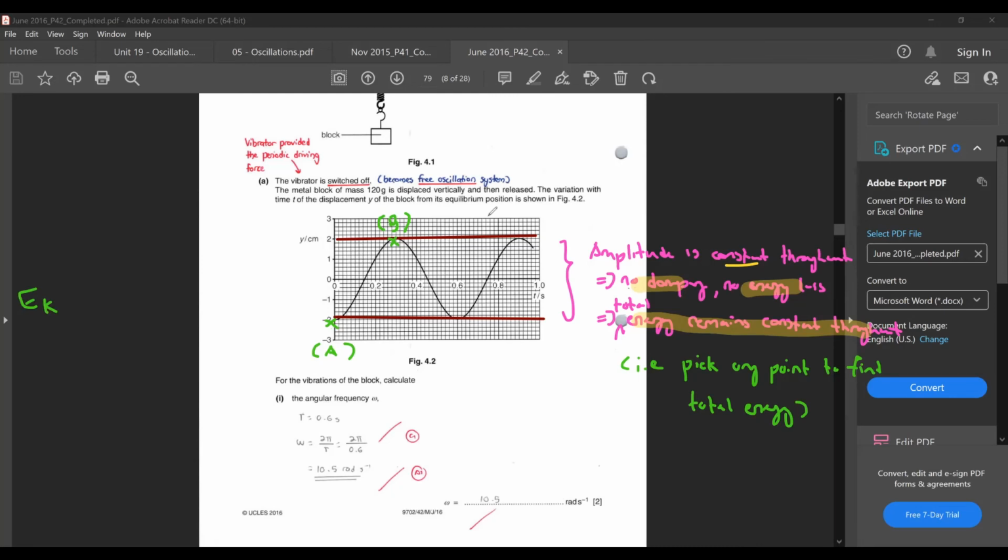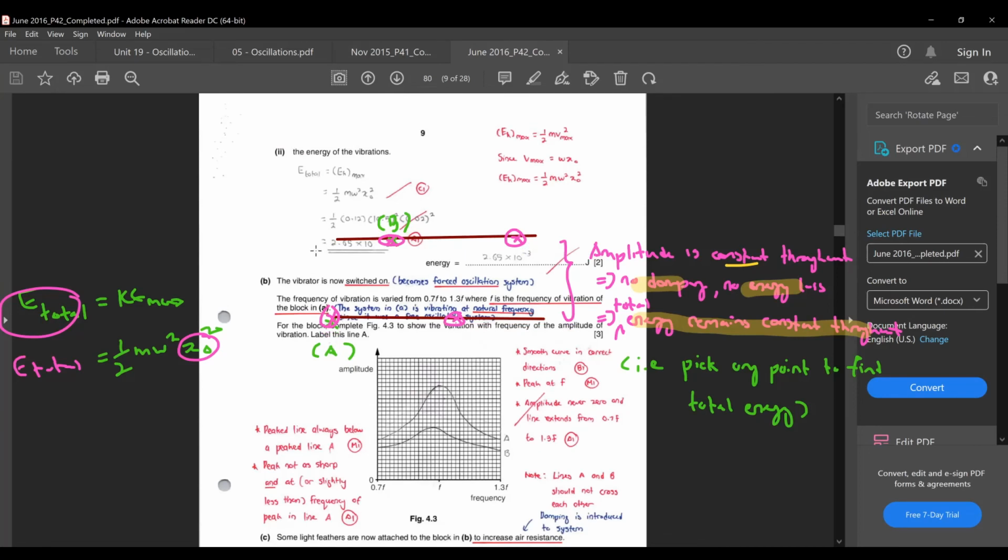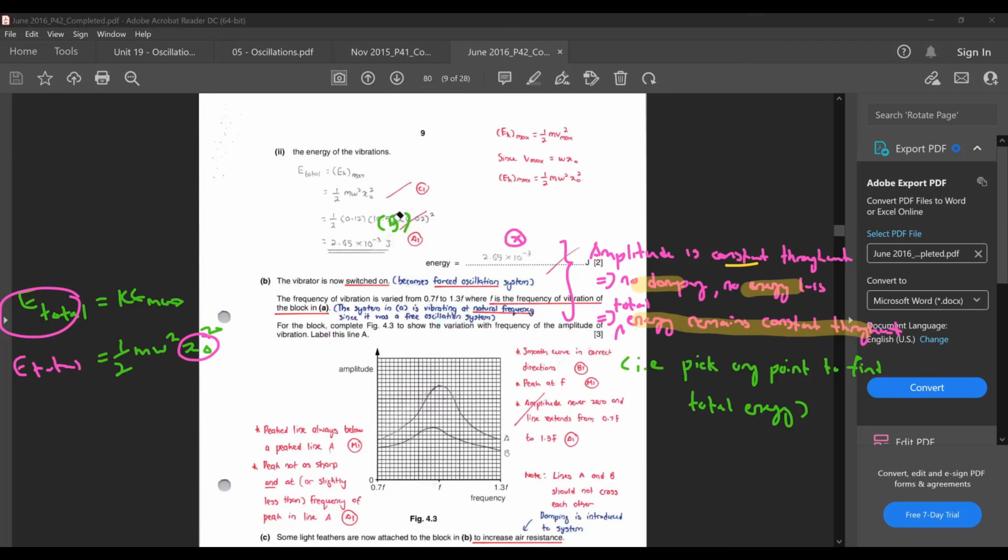Total energy for your case, if you learned simple harmonic motion one or two lessons back, is Ek max, which is half m omega squared x naught squared. So you really just need the amplitude value to find the total energy. In your case, any of these amplitude values would do. You don't need to pick any particular point. Just pick any of the amplitude values and you should be able to get your answer. If you do this, this is what you get.